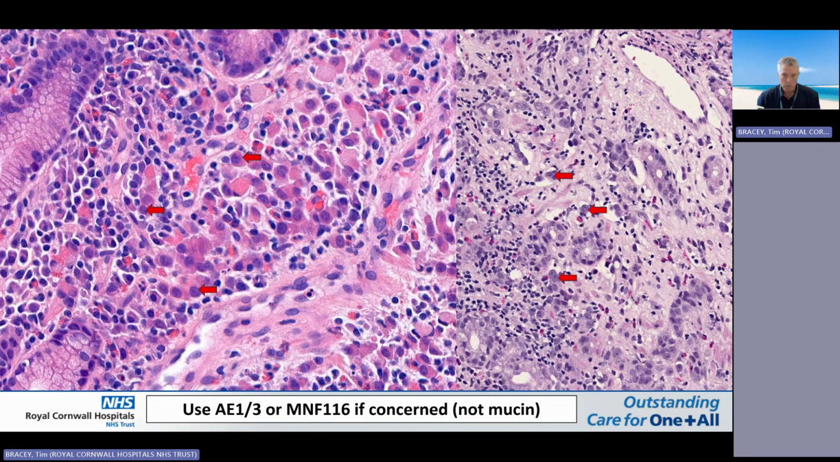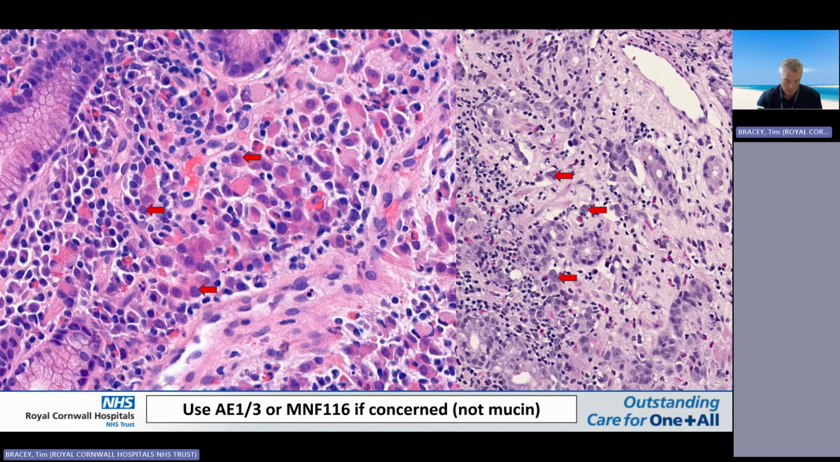So I personally would use a broad spectrum cytokeratin, something like AE1/3 or MNF116, rather than a mucin stain, because you'll end up missing some of them if you just use a mucin stain. And I tend to have quite a low threshold to do this. Sometimes I'll have these biopsies and I would have seen the CT scan myself and it's a classic linitis. It's going to be there, but it just may not be there in the first set of biopsies.